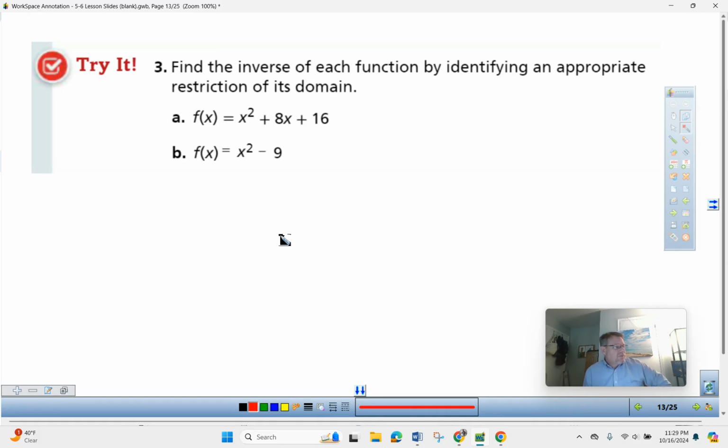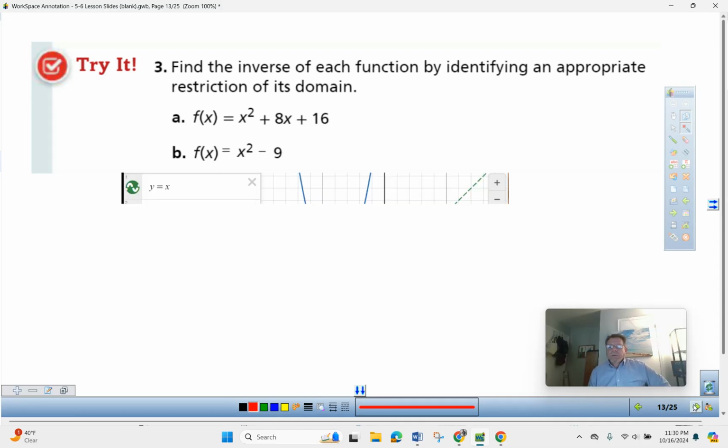Now, here's the try it, for example, number 3. It says find the inverse of each function by identifying an appropriate restriction of its domain. Well, you first have to find the inverse, and then you're going to think, how could I cut off the original so that it will work out better? So you want to give that a try? You might want to pause it. Well, hopefully you gave that a try on your own.